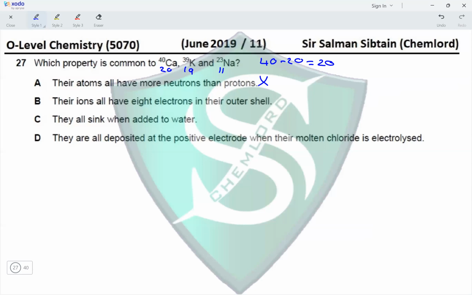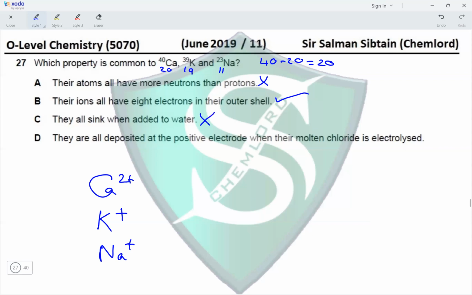Their ions all have 8 electrons in their outer shell. The Ca2+ ion will have 8 electrons in the third shell, K+ will have 8 electrons in the third shell, and Na+ will have 8 electrons in the second shell. So their ions all have 8 electrons in the outer shell? Yes, because in each case the outermost shell gets all its electrons removed and the inner shell has all its electrons present. They all sink when added to water? Potassium and sodium float on water.